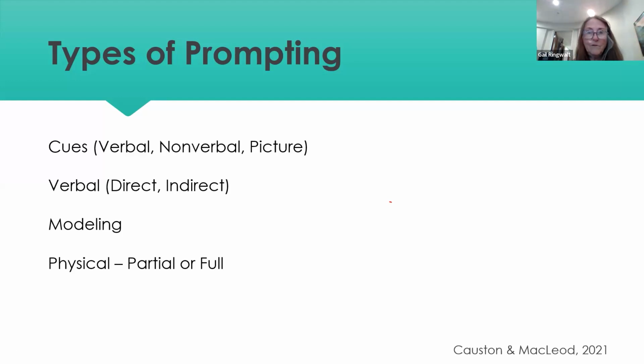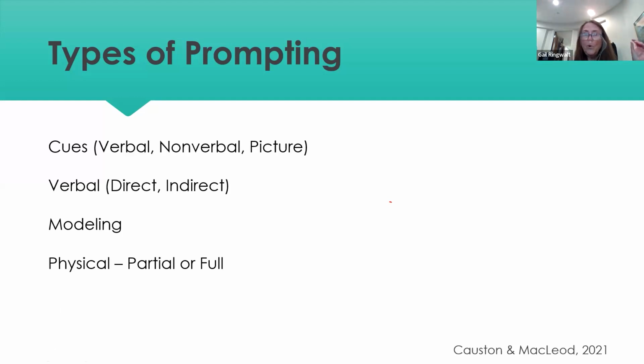This is what I want you to do. If you're indirectly prompting, you're asking them the question, what should you do next? To try to get them to think about what they need to do instead of you telling them. Obviously, modeling is showing them how to do something, or you can gesture.